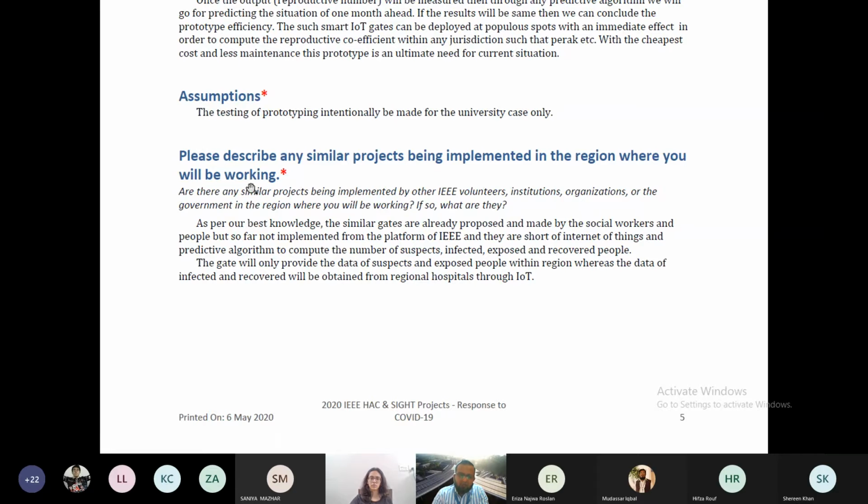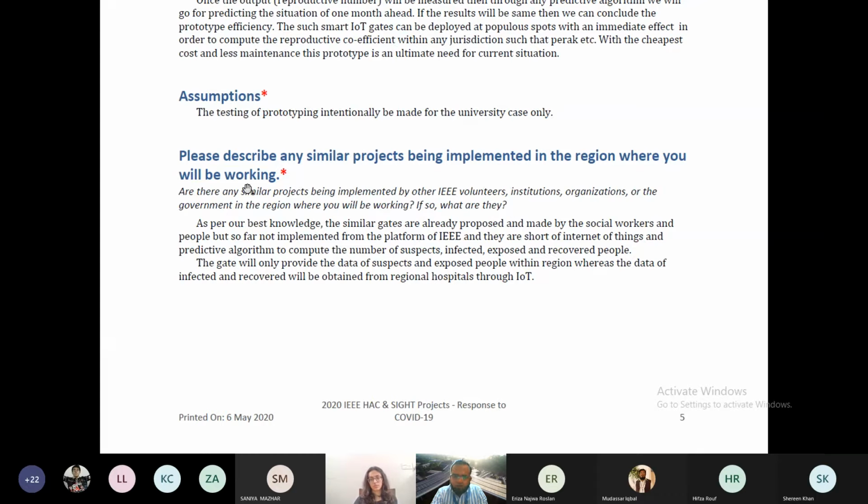Now the second heading is: please describe any similar project. This is the most important thing. My two projects were rejected. Why? Because they said the drone is already transporting blood in some city of Nigeria, I guess, so how is your project similar to them? I never paid strong attention to this heading, so those two projects were rejected. After going through the detailed review, I realized this is one of the things I had forgotten.